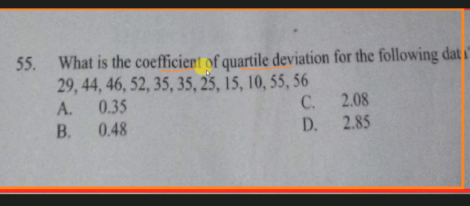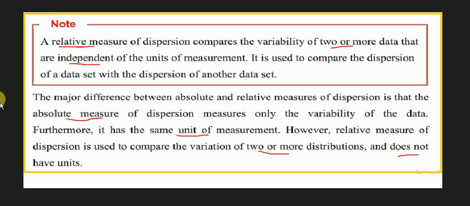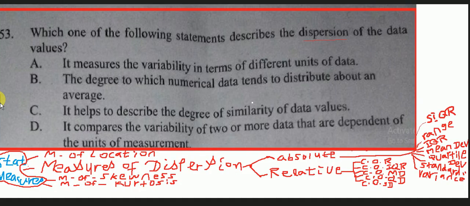Coefficient of what? Quartile deviation. Okay. ወደ ኋላ ተመልሰን የስታቲስቲካል ሜዠርስ ስፔሻሊ የዲስፐርሽን አይነቶችን ማየት ይጠቅማል። እዚህ ጋር measures of dispersion are divided into 2 types: absolute measures of dispersion and relative measures of dispersion.